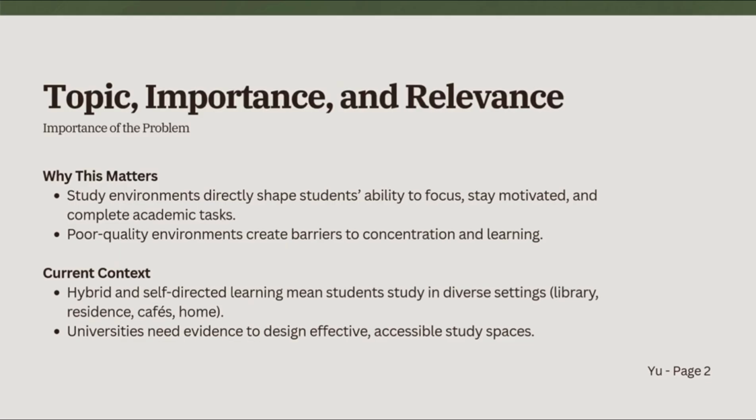This topic matters because the quality of a study environment can directly influence academic performance. When the space is uncomfortable or distracting, students often find it harder to focus and remain productive. As hybrid learning becomes more common, students are constantly moving between the library and residence or cafes and their homes. So, identifying which environmental conditions support work efficiency can help students make better choices and help institutions improve academic spaces.